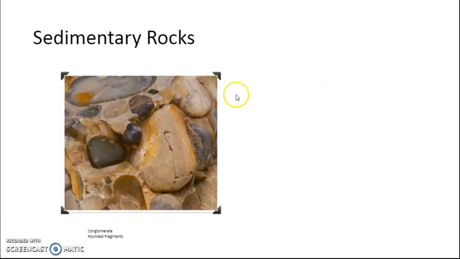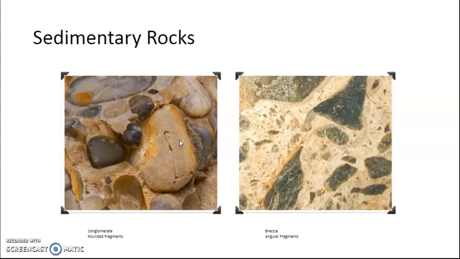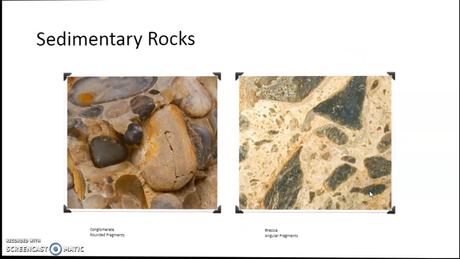So this is just showing different types of rocks. This is called conglomerate, and you can see conglomerate is characterized by these rounded fragments that have smooth edges. Another classification of sedimentary rock is called breccia, and breccia has more angular fragments that you can see the sharp edges on.